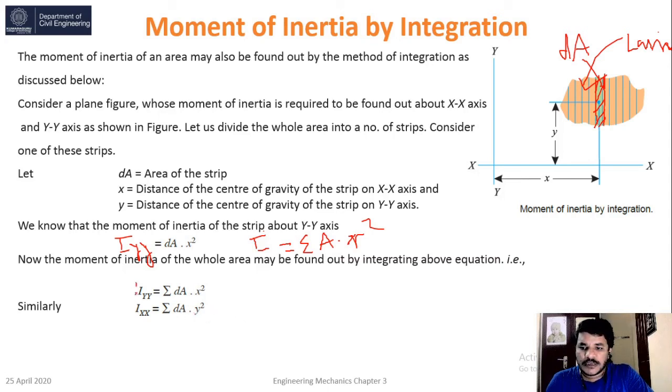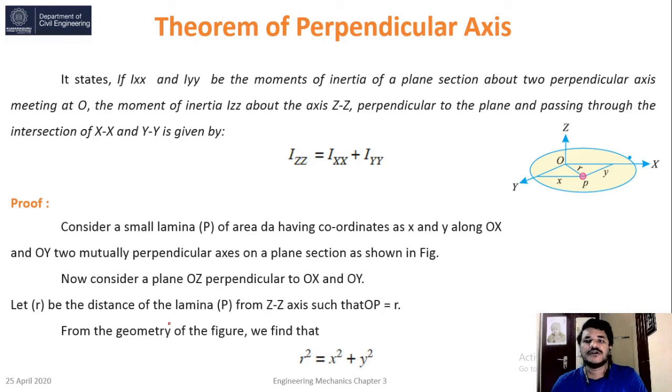Please keep in mind, if you are calculating Iyy, you have to substitute x, the opposite. Similarly, for Ix you have to substitute y, opposite to this axis. That is the shortcut to memorize this formula. So this is about the moment of inertia by integration, a very simple general thing. Let's move to the next.